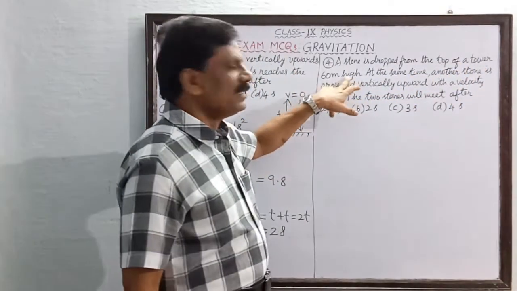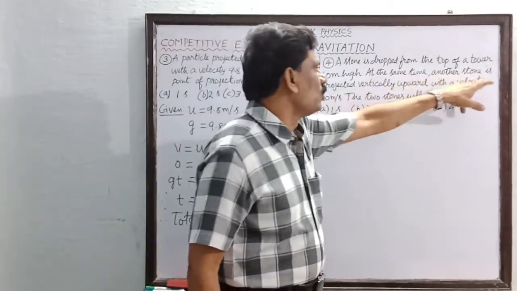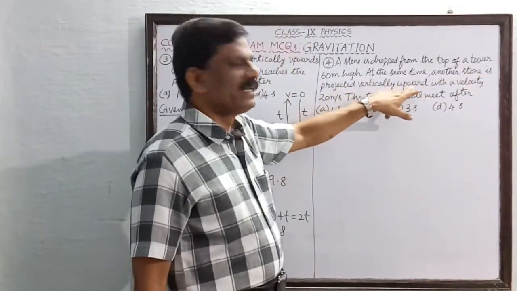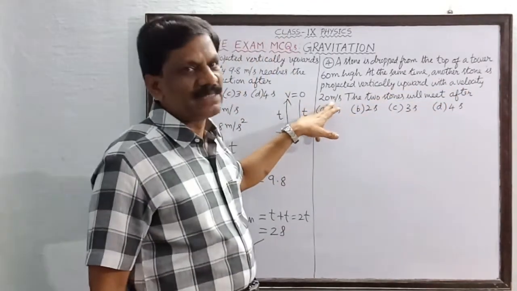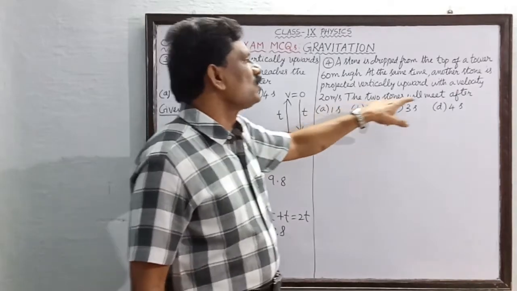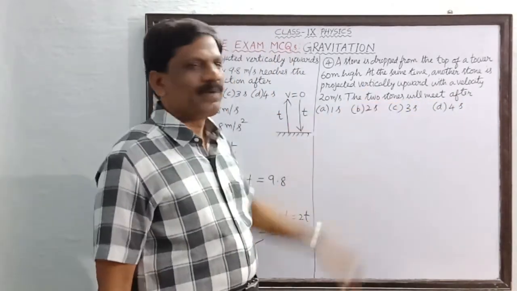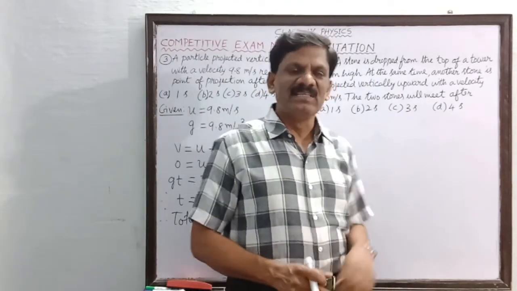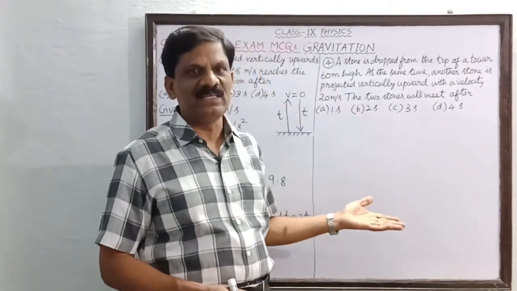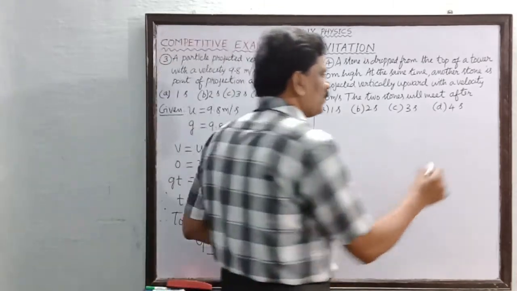Its height is 60 meters. At the same time, another stone is projected vertically upward with a velocity of 20 meters per second. Now the question is, after how much time will the two stones meet? A similar problem we have done in our textbook exercise. Do you remember? With different values of initial velocity and a different height of the tower. Same problem, my dear students.